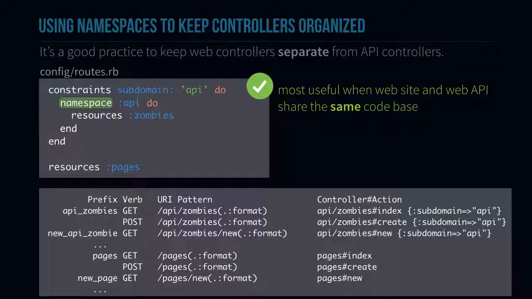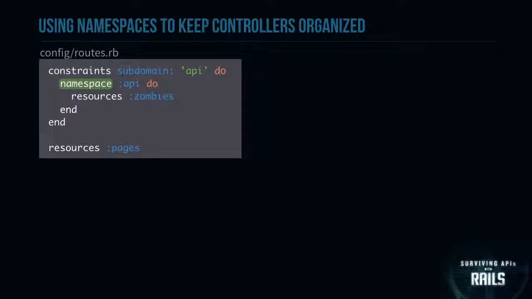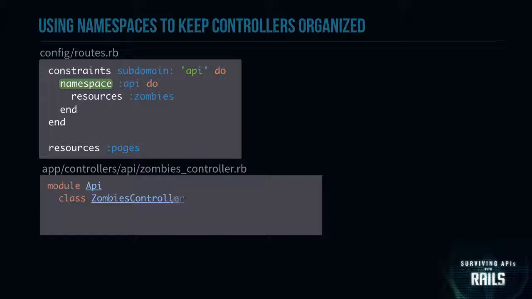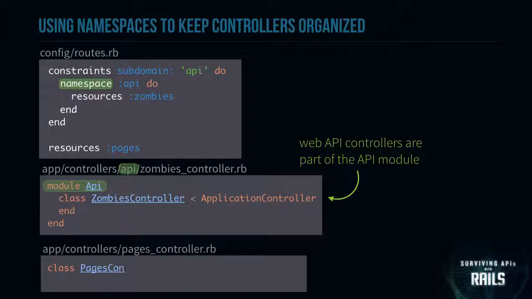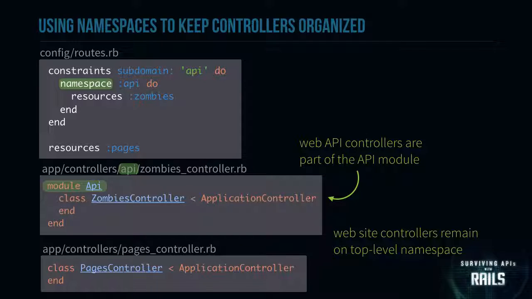We now have our zombies resources, which are part of the API namespace. This means that when we define our zombies controller class, it needs to go inside of the API module, and that file needs to go under the API directory. Our pages controller, which is not part of our API, still remains at the top level namespace.